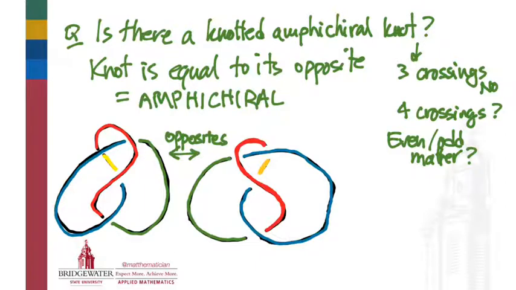So at this crossing, maybe this one right here, I've got red crossing with, if I look sort of counterclockwise, green on its left and blue on its right. And then here, it's kind of doing the same thing. Is this the same knot?